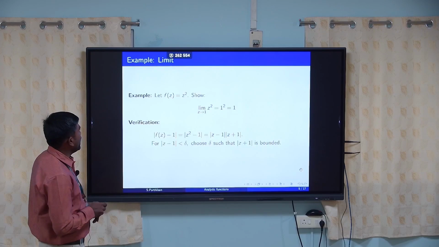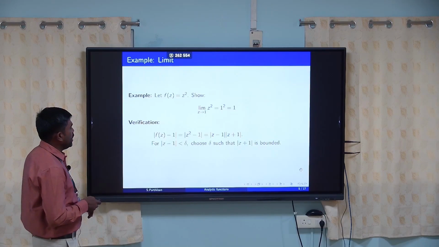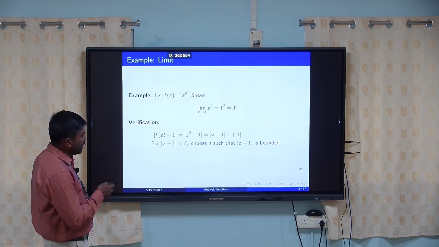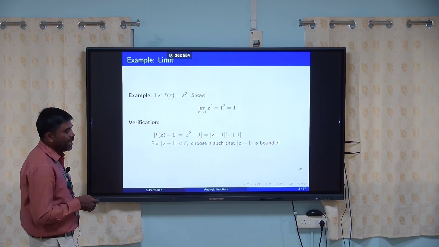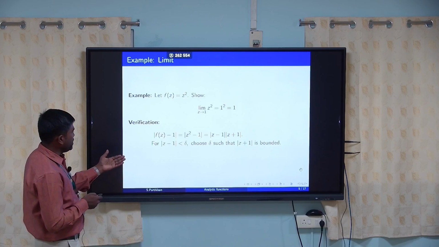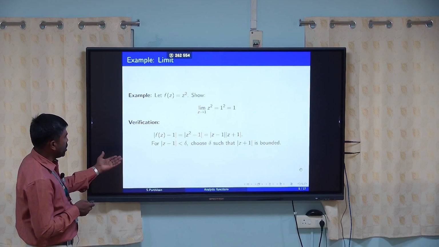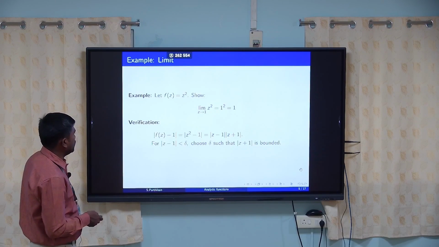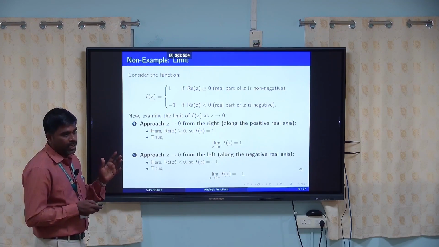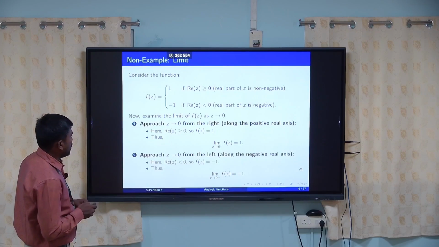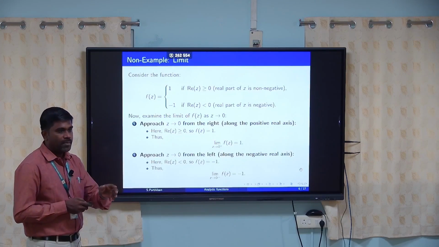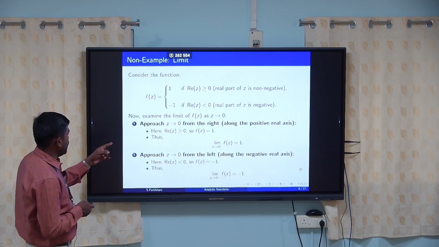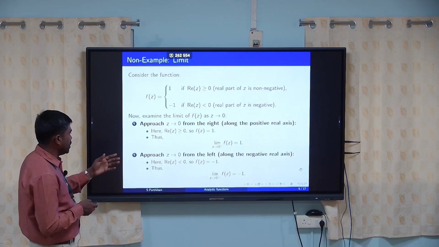So let us see the example for limit. Here we can apply directly z is equal to 1 in the function z square. We can directly get 1. We can easily verify as per the epsilon delta definition that the limit value is 1. Here, as we discussed earlier, the limit values should be the same as z tends to z naught from any direction.